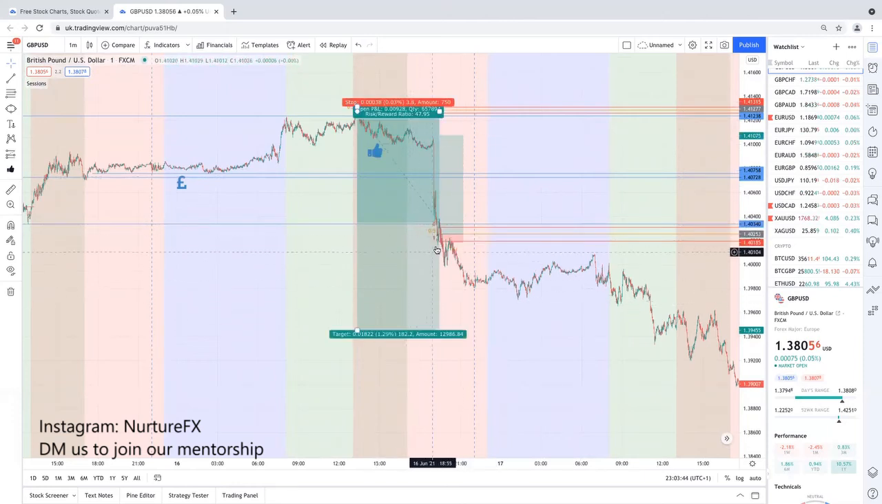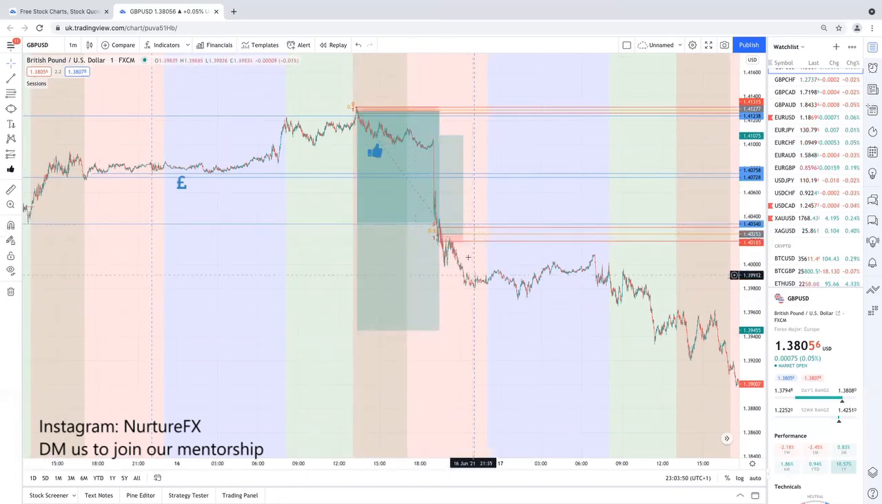So you would have still had this. So you might have thought, you know what, I've still got the runner here. It's worth the risk. I'm going to try and see, okay, it's taken out the weekly low. Let's see if it retraces up.